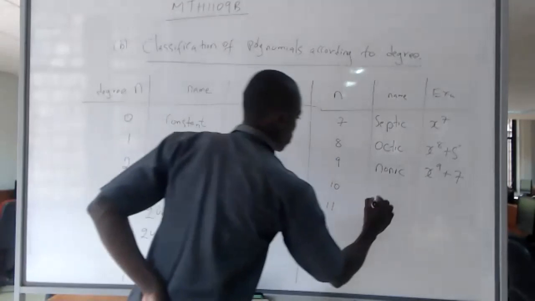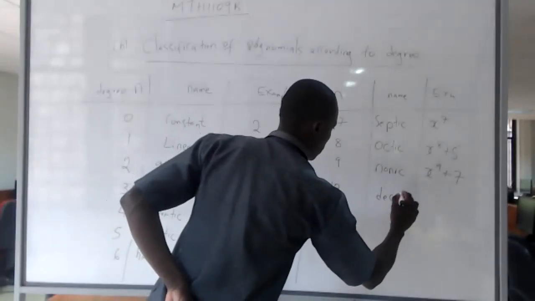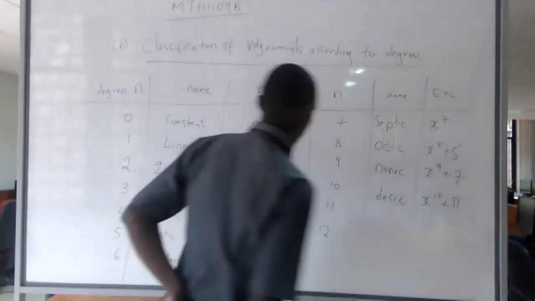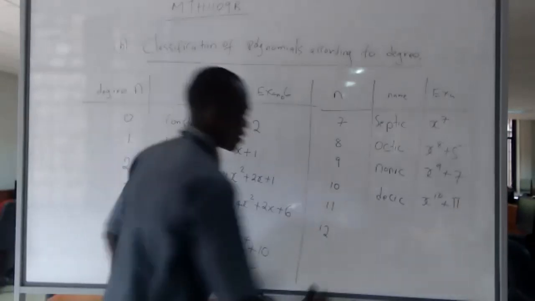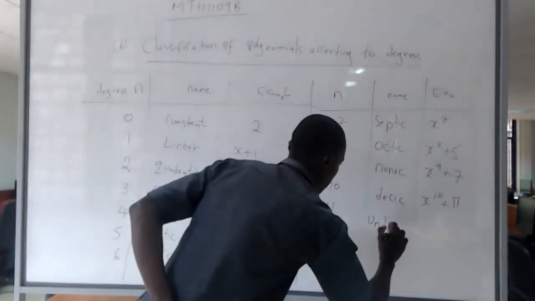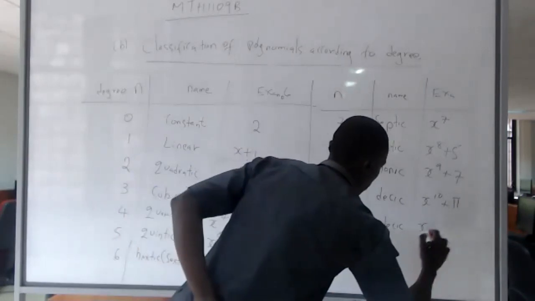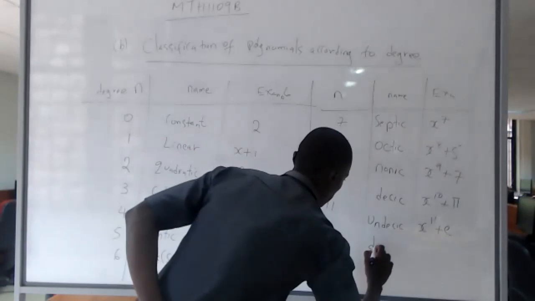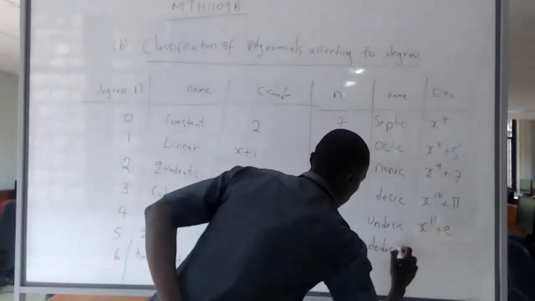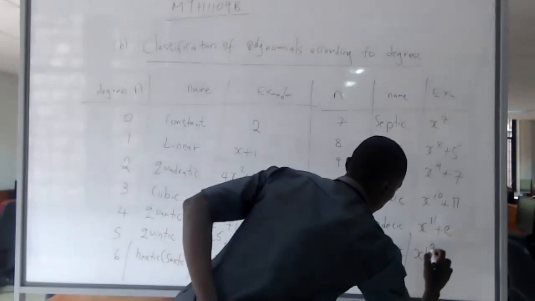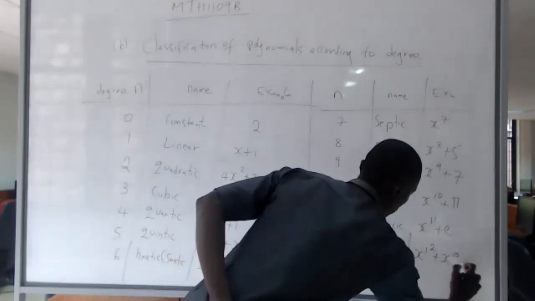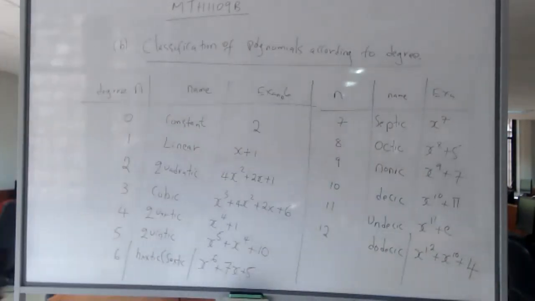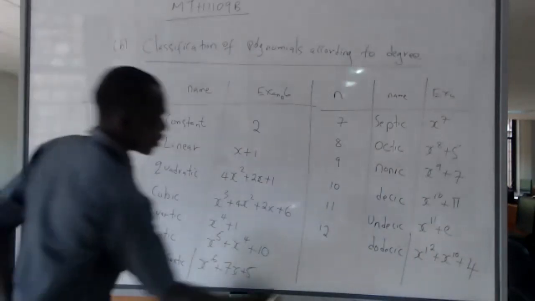When the degree is 10, we call it decic. For example, x to the 10 plus 5. When the degree is 11, we call it undecic. For example, x to the 11 plus e. When the degree is 12, we call it duodecic. For example, x to the 12 plus x to the 10 plus maybe 4. And it goes on and on.